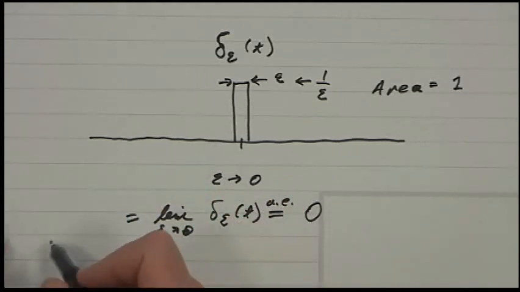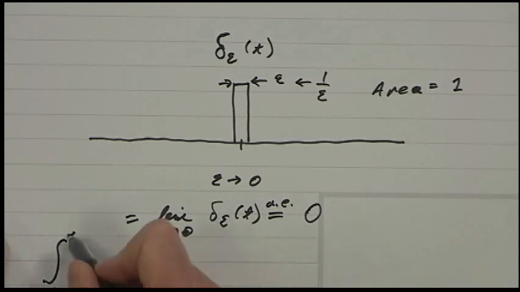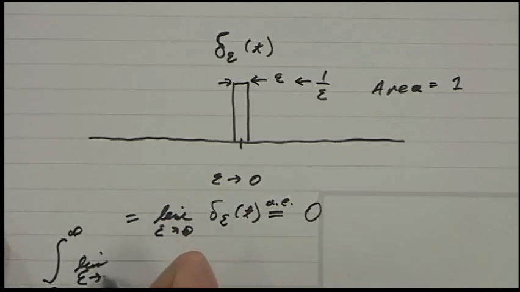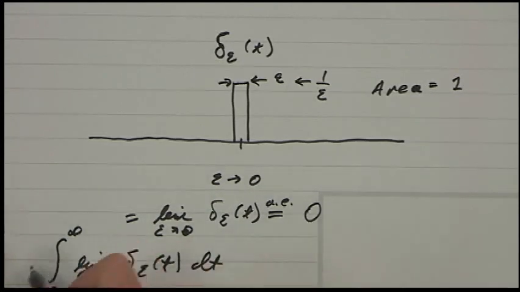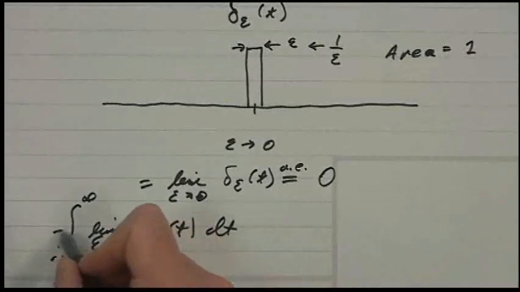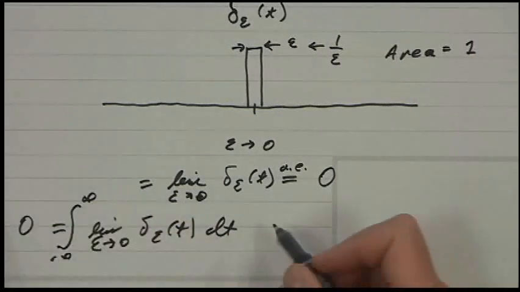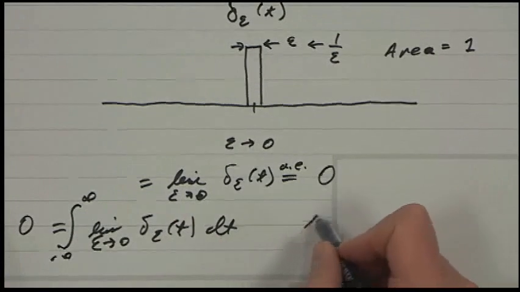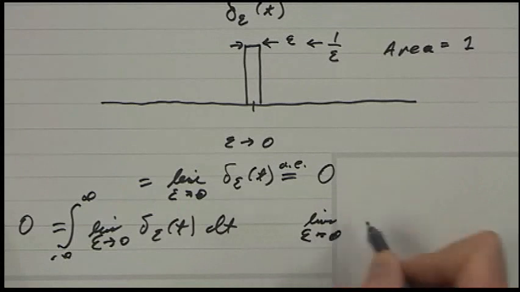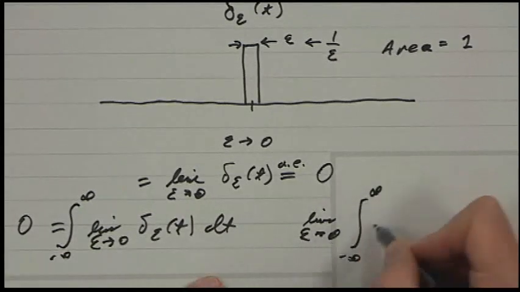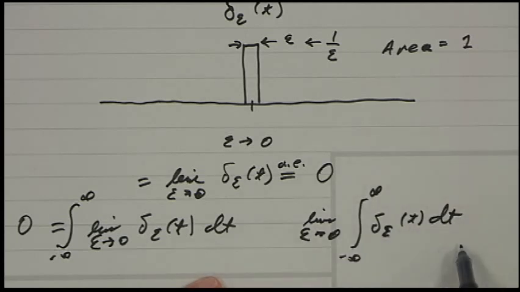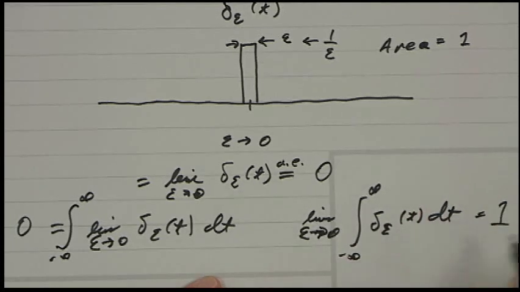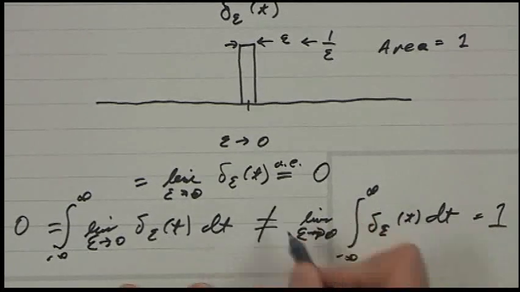the integral from minus infinity to infinity of the limit as epsilon goes to 0 of delta epsilon of t dt is equal to 0. But if you take the limit as epsilon goes to 0 of the integral from minus infinity to infinity of delta epsilon of t dt, this thing is always 1. So the limit as epsilon goes to 0 of 1 is just 1. So these are not equal.